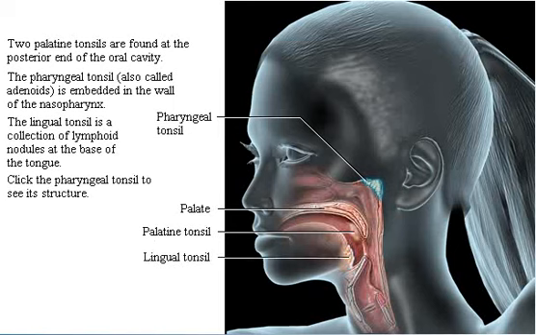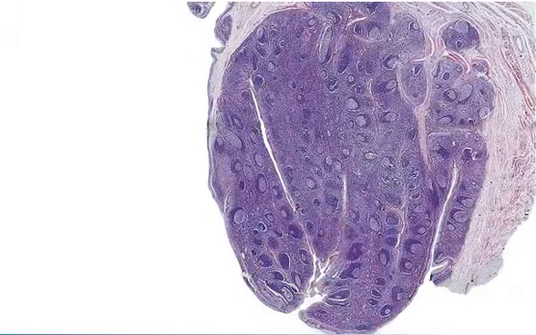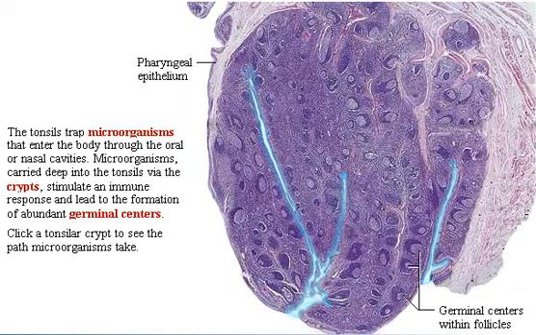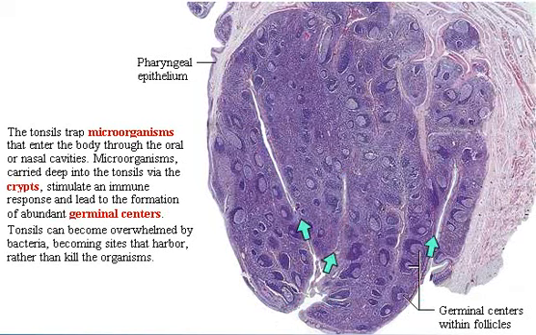Click the pharyngeal tonsil to see its structure. The tonsils trap microorganisms that enter the body through the oral or nasal cavities. Microorganisms, carried deep into the tonsils via the crypts, stimulate an immune response and lead to the formation of abundant germinal centers, reflecting the activation of B cells. Click a tonsillar crypt to see the path that microorganisms take. Sometimes tonsils can be overwhelmed by bacteria and become sites that harbor rather than kill the organisms.